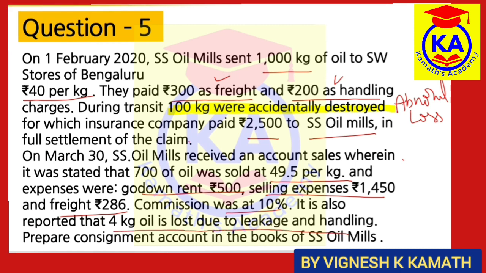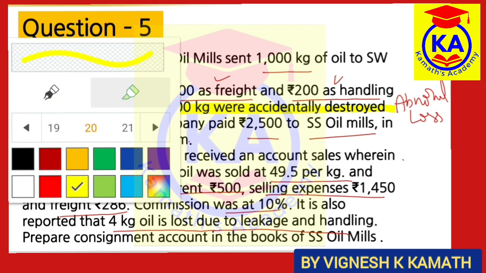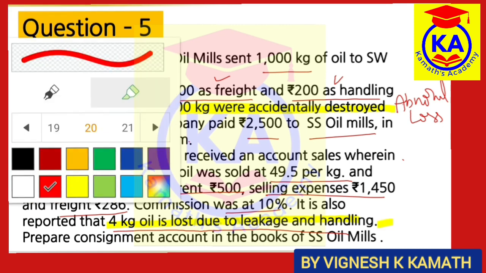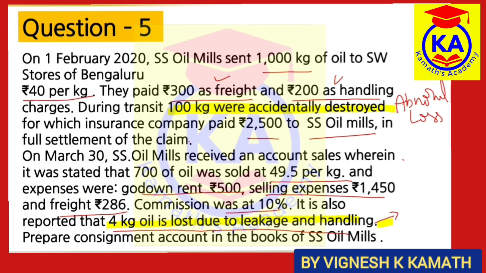So which type of loss is this? Whether this is normal loss or abnormal loss? This is normal loss. I hope you're wondering how to differentiate abnormal loss and normal loss. For this, you have to look at the concept video which I've already uploaded on YouTube. Go to the consignment section of the playlist and you can get all the videos relating to it. So I hope you are able to identify the abnormal loss and the normal loss.